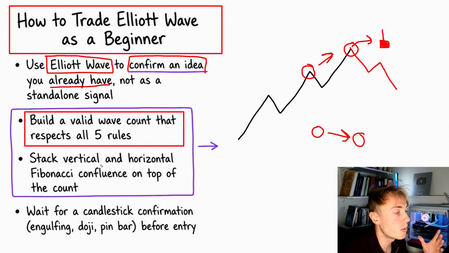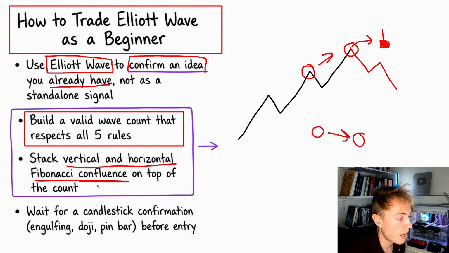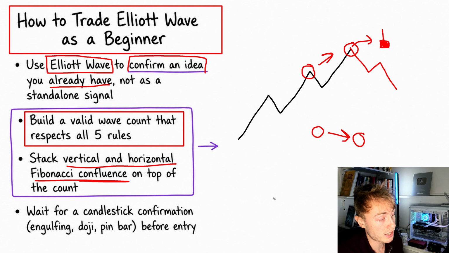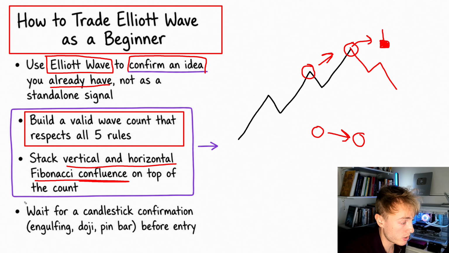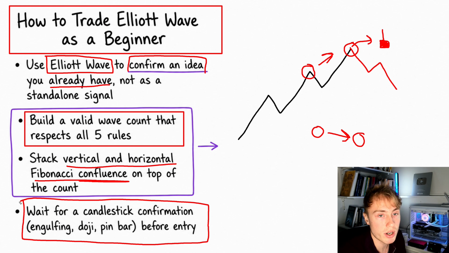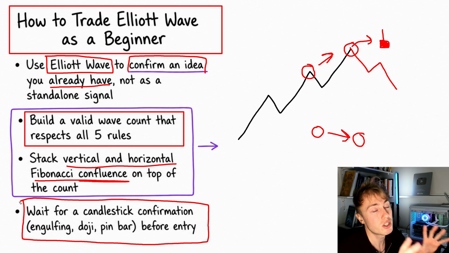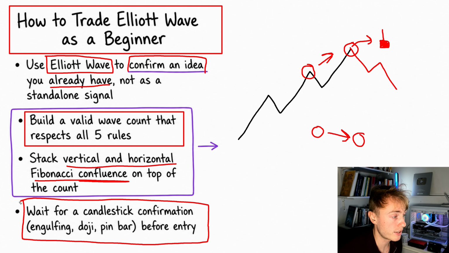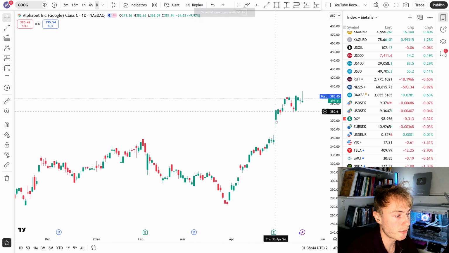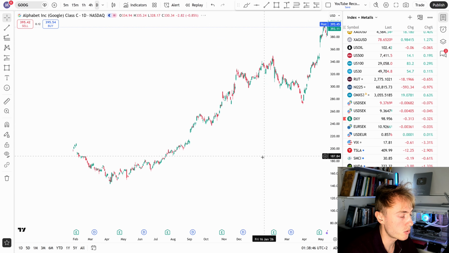What you can also do, but this is more advanced, is to stack both vertical and horizontal Fibonacci. But remember here, the vertical Fibonacci is the most important. And as I also just recently mentioned, you want to wait for candlestick confirmations or other price action signals to actually take your trade. So now let's jump into the chart here to take a look at if we can find some actual trading examples.